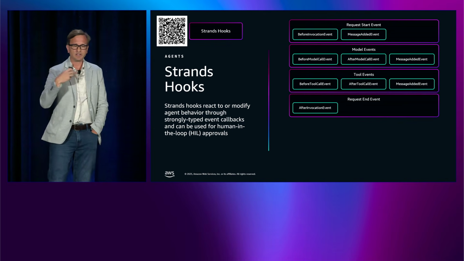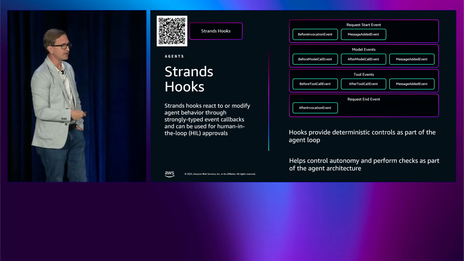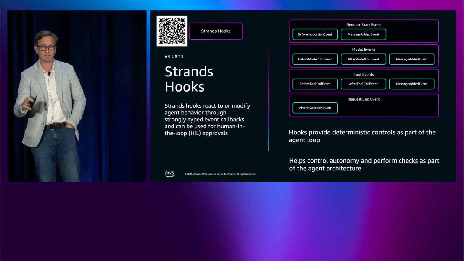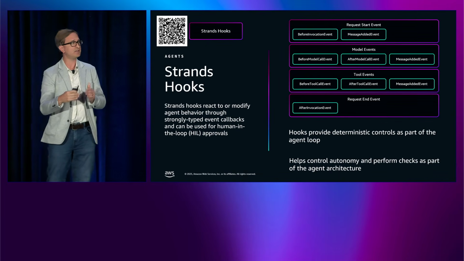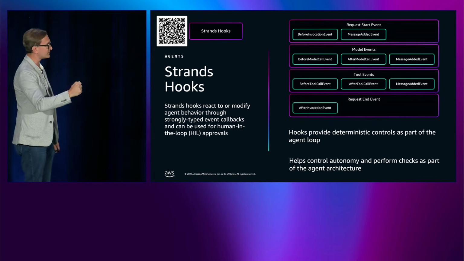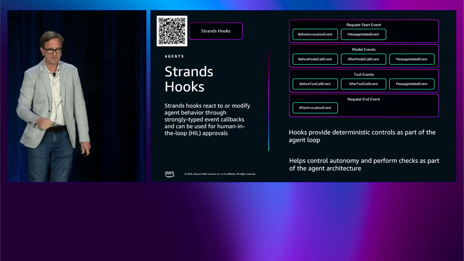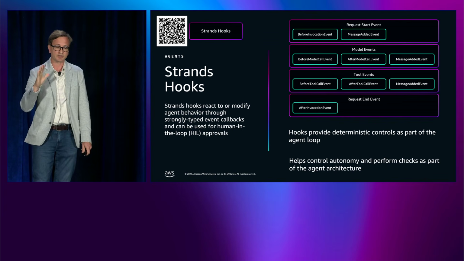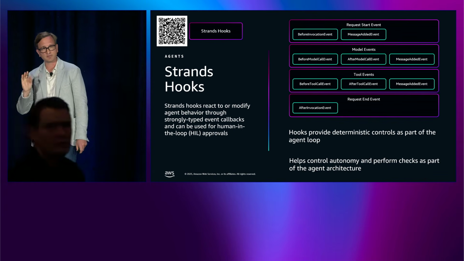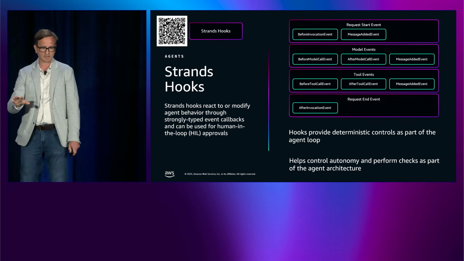So how do we put human in the loop in some of these things? We would like to have all this autonomy, but we also want to have the ability to have some way to put human approval in there. This is where you can put things like Strands hooks into play. Hooks provide deterministic controls as part of your agentic loop. So for example, you can control that autonomy and perform checks as part of the agentic architecture.